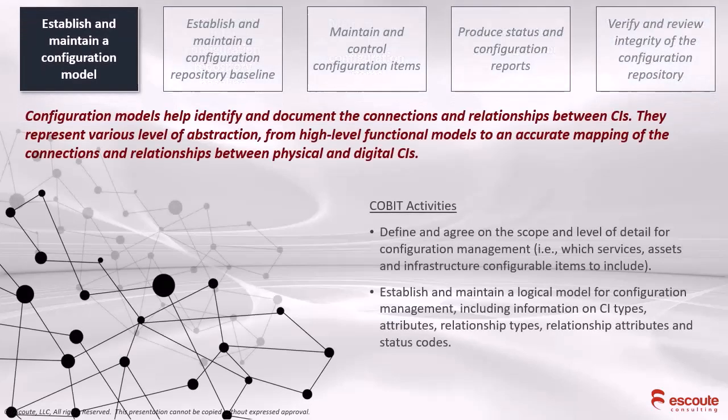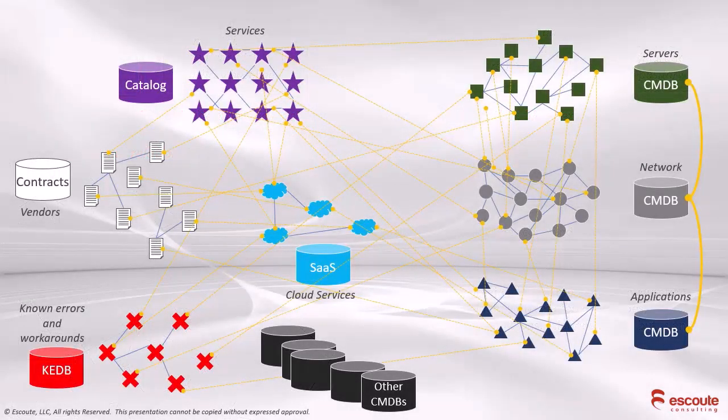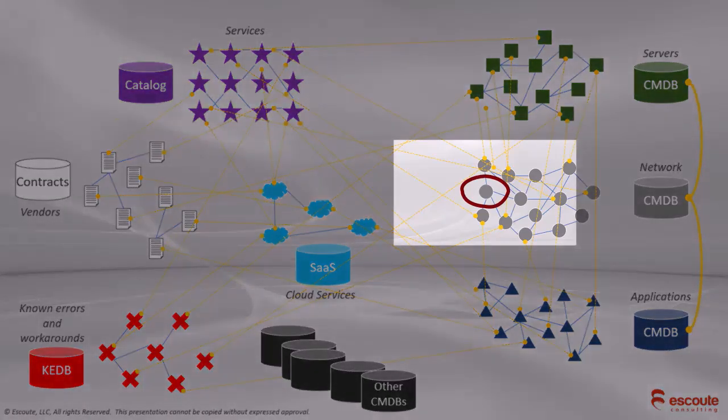Now let's start first with one of my favorites. Establish and maintain a configuration model. Because configuration models help us to look at one of the levels or one of the altitudes of your configuration model. Now, all this information is great, but shouldn't we have a way of knowing more about each one of these configuration items? Absolutely. So let's take this item right here that sits in my network.